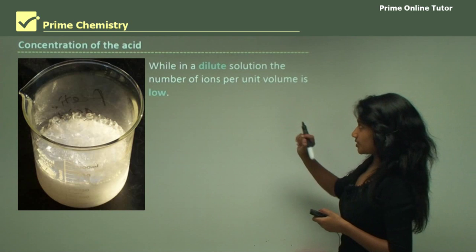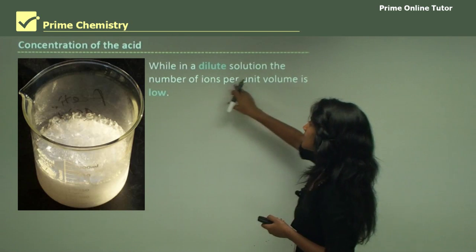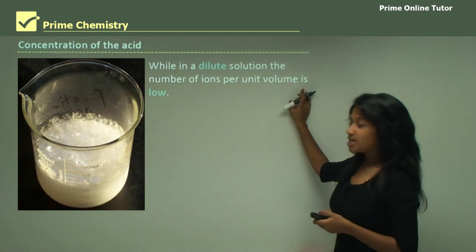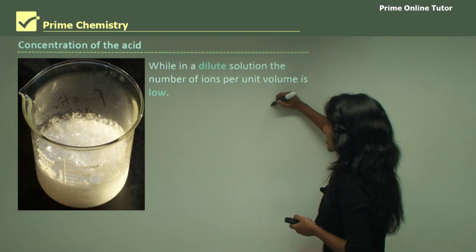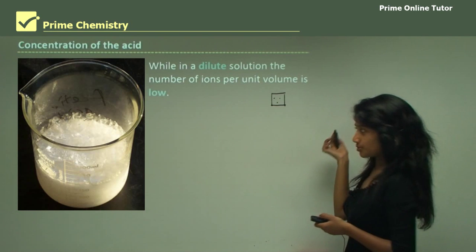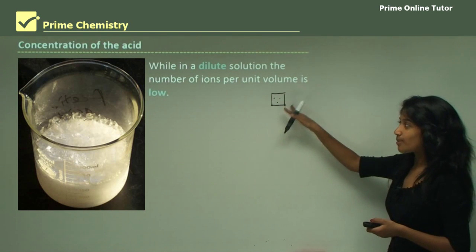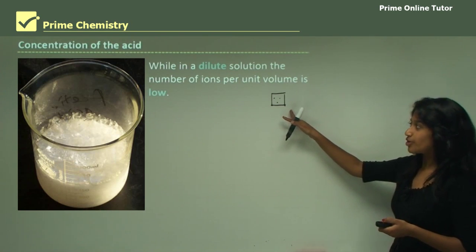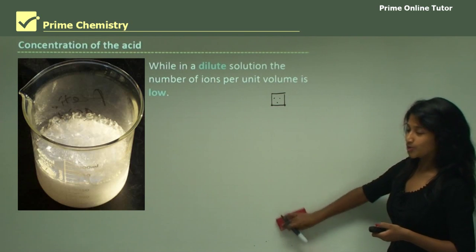While in a dilute solution, the number of ions per unit volume is low. So let's take that square again. We have a square like this, and we're going to only have few particles. Therefore, this has fewer particles per unit volume, meaning it's a dilute solution.